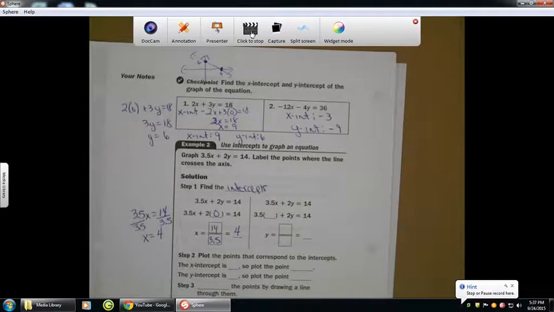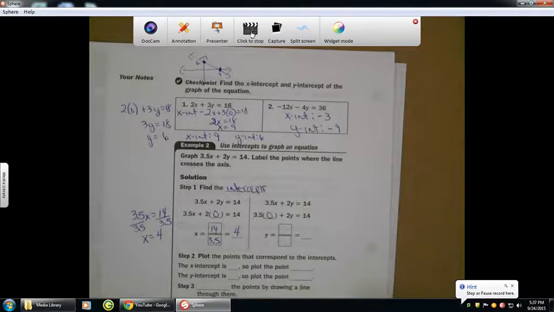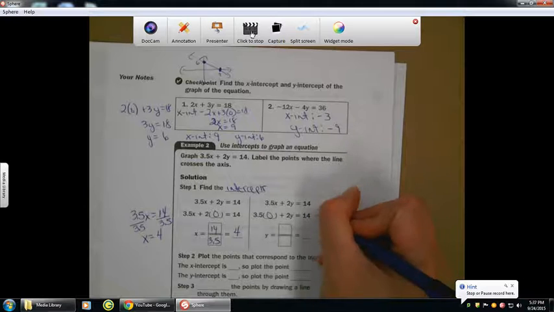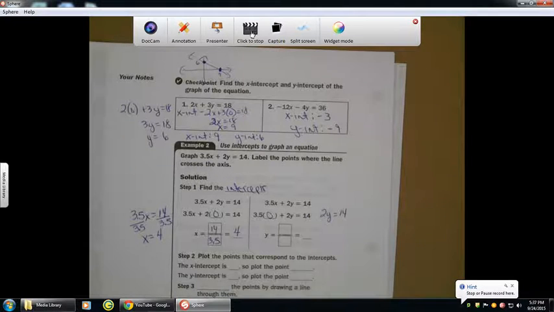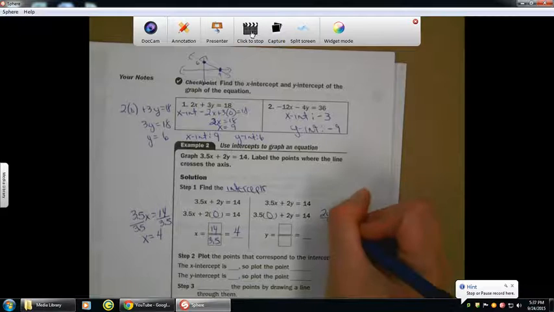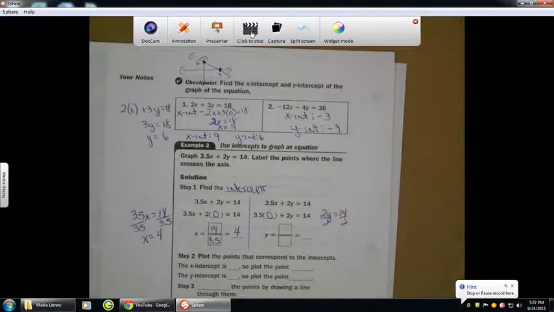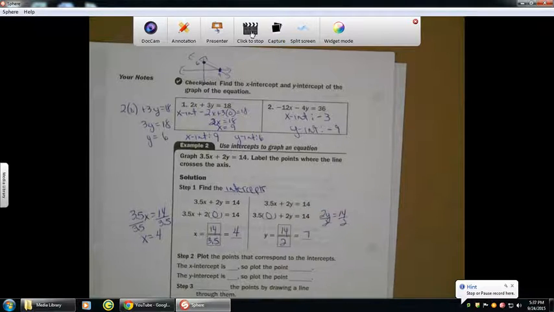When I'm finding my y-intercept, I am substituting a 0 in for x. I'm left with 2y equals 14. I'm going to solve for y, and y is equal to 7. So my y-intercept is 7.